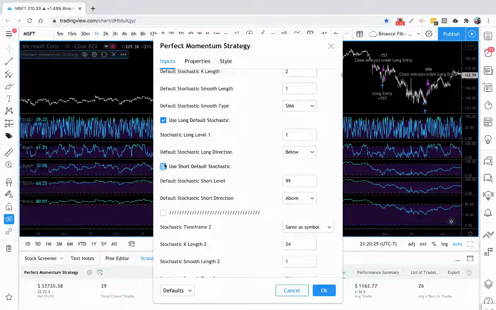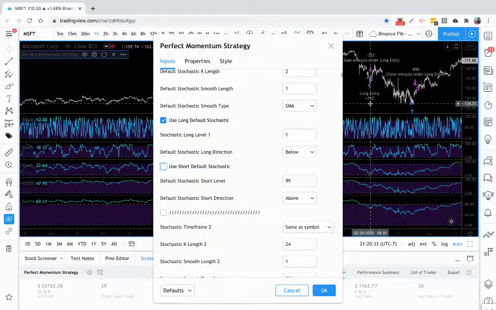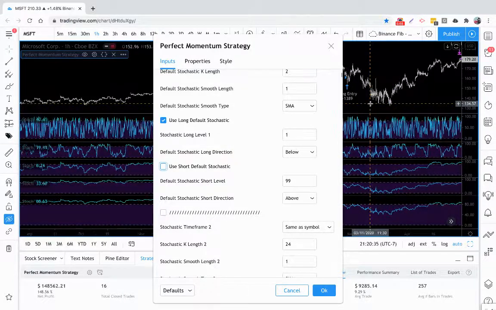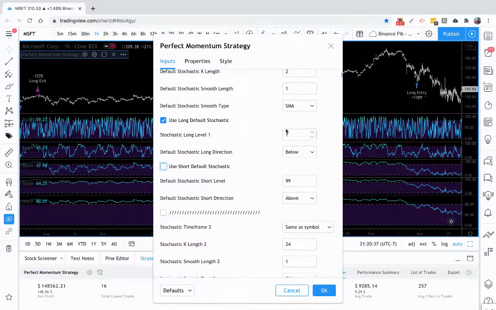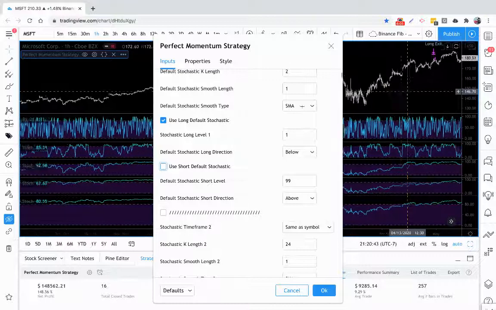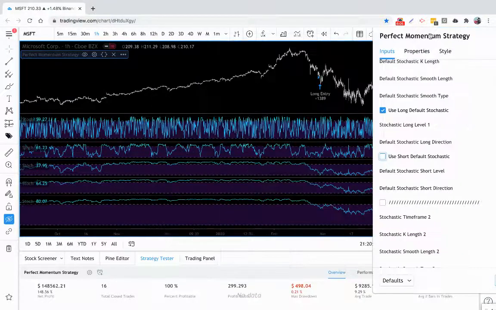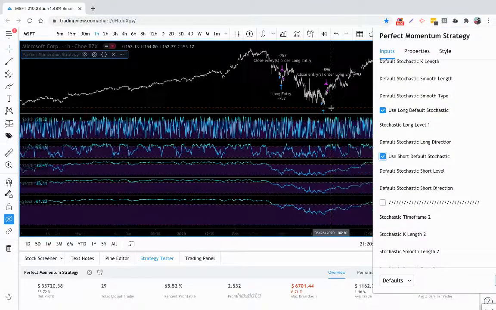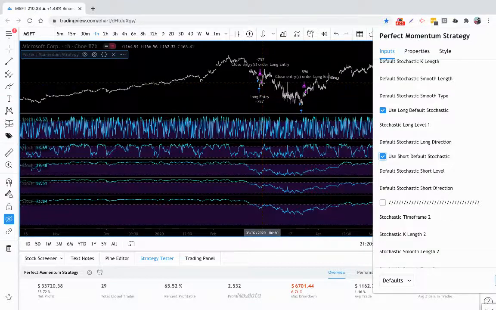You can have them just take longs if you want. So anytime stochastics and momentum moves beneath this level here, beneath 1, we can just enter long. If we want to exit that stochastic when it reaches 99, we can have that setting over here.